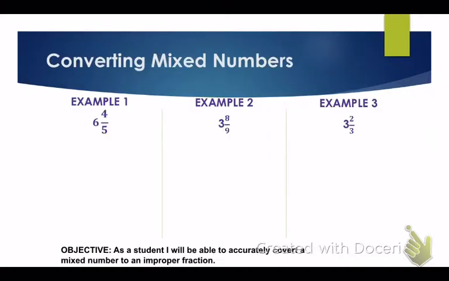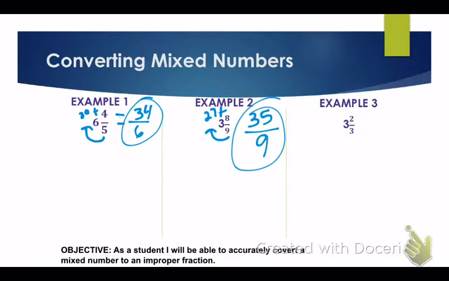On your notes, you have an opportunity to do 3 more examples. I'm going to show you those now. We have 6 4/5. We take 5 times 6, which gives us 30. We add 4, that gives us 34 over 5. And that's our final answer, 34/5. All right, next one, we have 3 8/9. We take 9 times 3, which is 27, plus our 8. 27 plus 8 gives us 35 over 9, and that's our final answer.